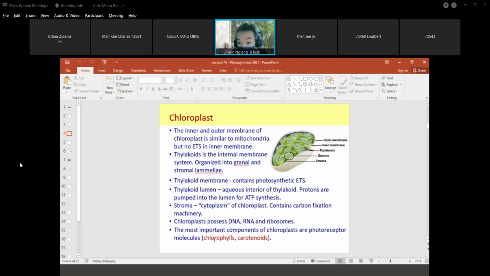The most important components of chloroplast are photoreceptors, commonly found to be your chlorophyll and sometimes carotenoids. Chlorophyll is basically the green pigment that you see inside the leaves, and in some plants you have carotenoids. Different plants have different ratios of these two components. Chlorophyll is the pigment which makes your leaves look green, whereas carotenoids are somewhat similar to your carrot, which is full of beta carotene, the pigment that makes your leaves look orange or brownish in color.